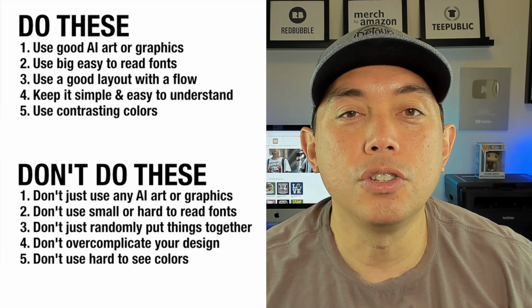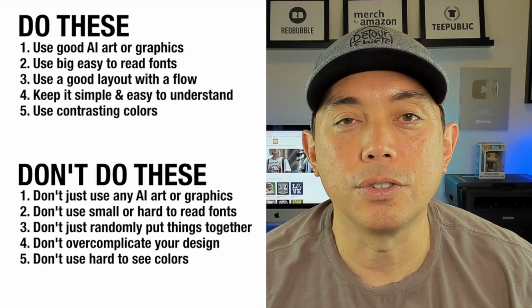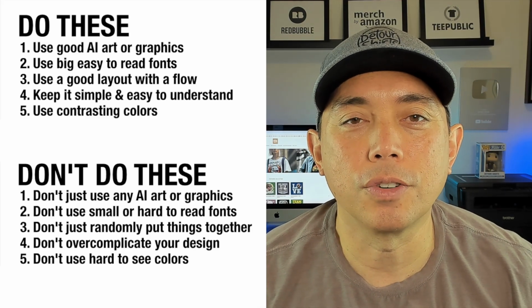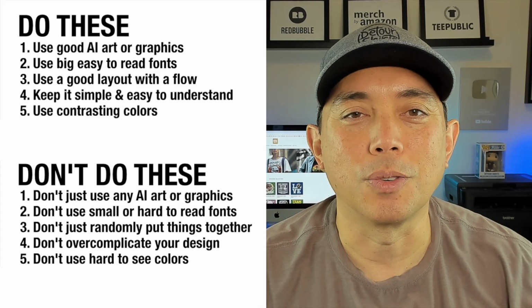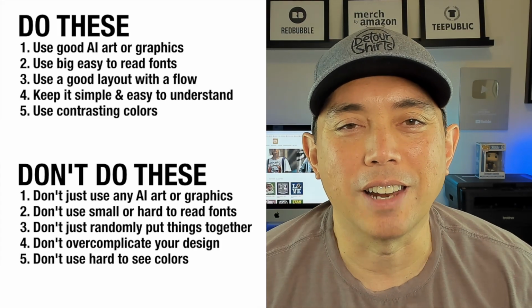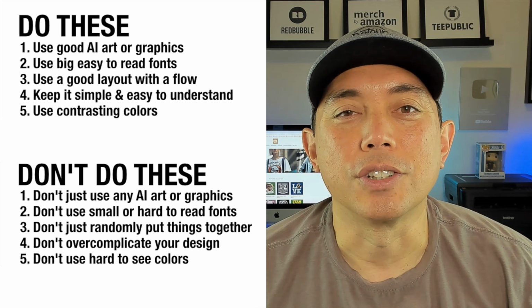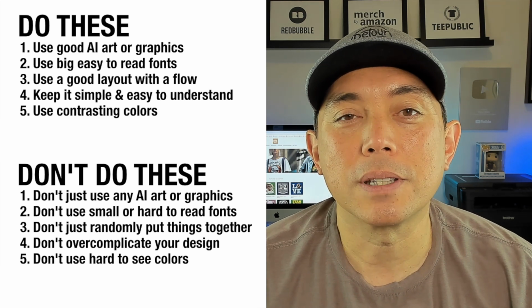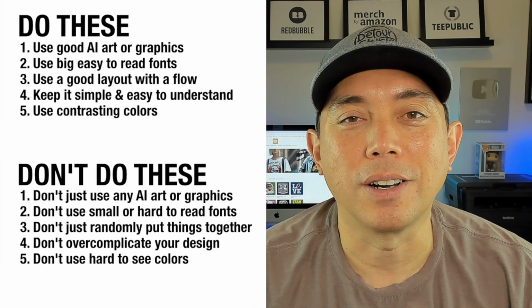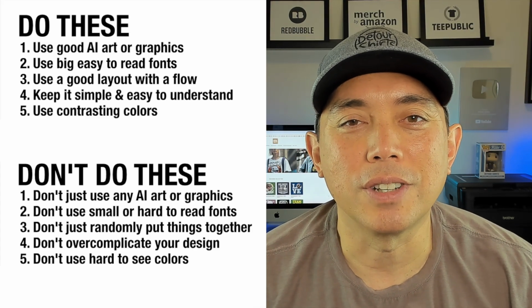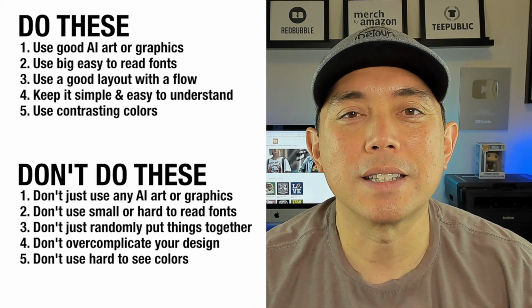The next one is use contrasting colors for the do, and for the don't, don't use colors that blend into the background. I see this over and over again. You have a black t-shirt with very dark gray text, can't read it, or very dark gray graphics, can't see it. So make sure that you have the best contrast, which is white text on a black background, right? But do that. Do the test. Make sure that you can see it. Make sure that things stand out.